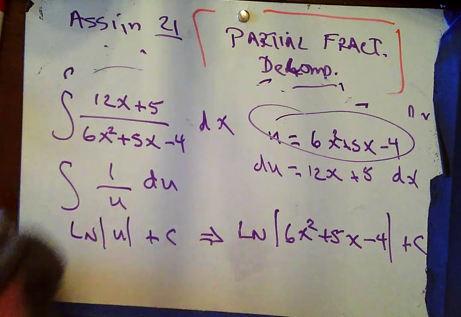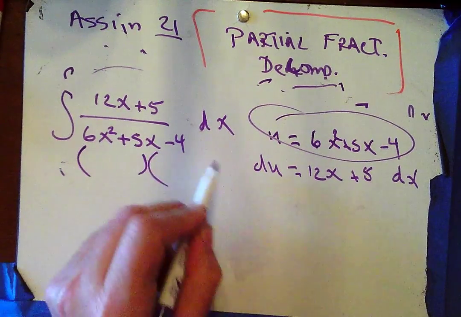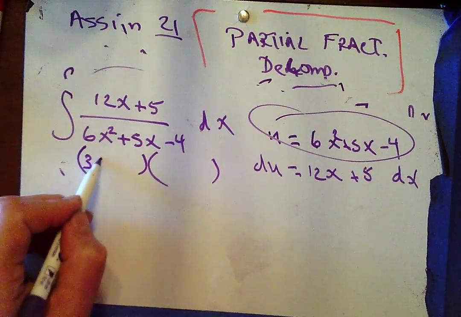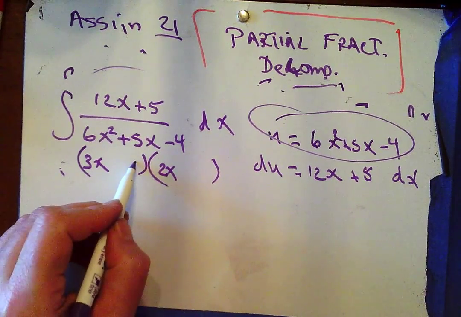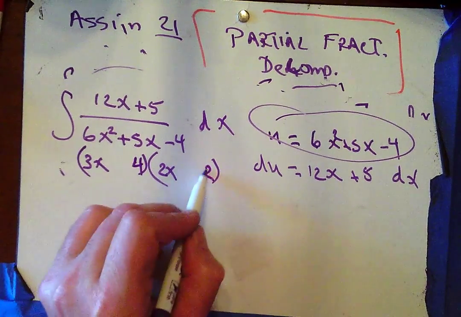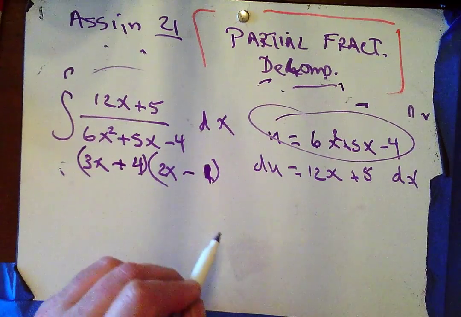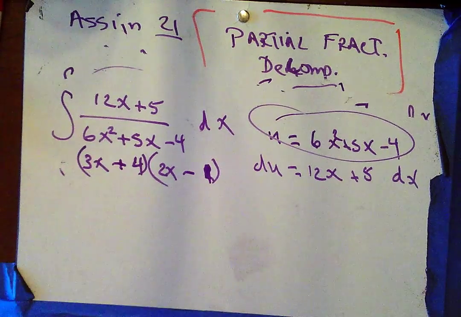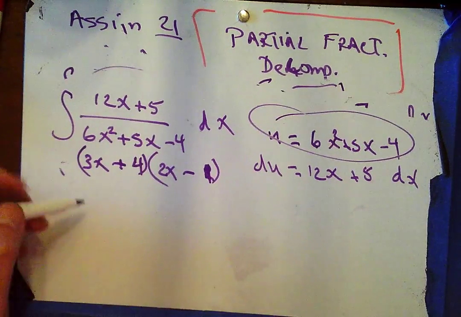Should I do this with partial fraction decomposition? Well, let's see. This is going to be 3x plus 4 and 2x minus 1. I've got two factors here, and none of them cancel with the thing on the top. So let's try that.